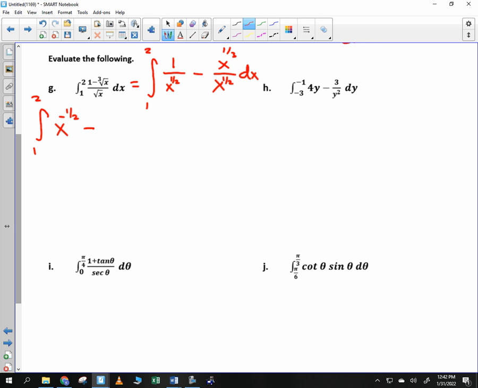Minus, what's x to the 1/3 over x to the 1/2? When you're dividing, what do you do to the exponents? You subtract, right? I mean, if I had x to the 5th over x to the 7th, wouldn't you say that that's x to the negative 2? So in the same situation, we're going to take 1/3 minus 1/2, or 2 over 6 minus 3 over 6. And what do we get? Negative 1/6. So I have minus x to the negative 1/6 dx.